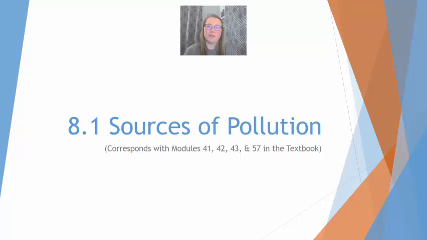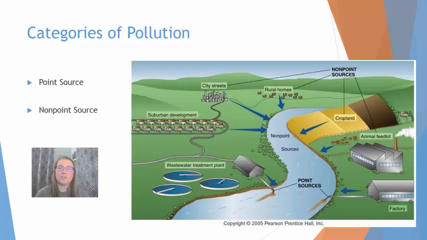Welcome to AP Environmental Science. In this video, we are briefly going to discuss the main categories of pollution. Now, there are two categories here, and they are point source and non-point source. And this image here gives a good overview of the difference and some examples between point source and non-point source.